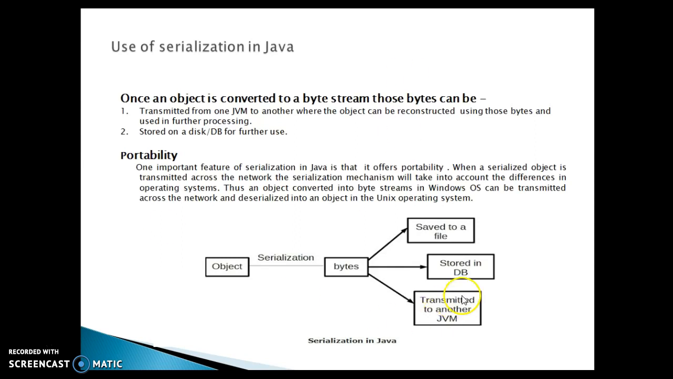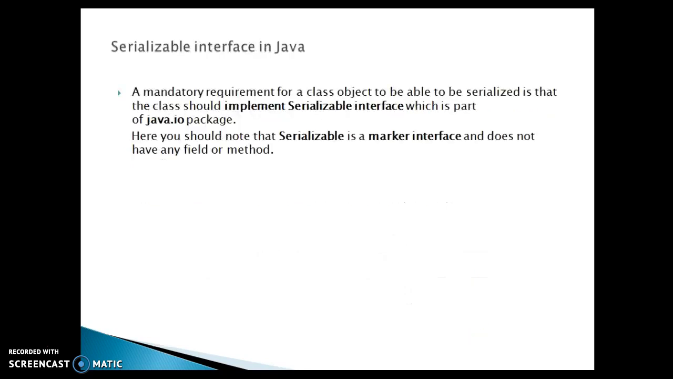Here you can see the pictorial diagram of the serialization process. You have a Java object, and using the serialization process you convert it into a byte stream. After converting to the byte stream, you can either save it into a file or store it in a DB, and you can transmit it to another JVM as well, and there you can deserialize it.